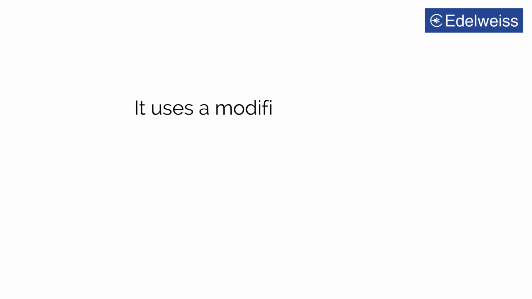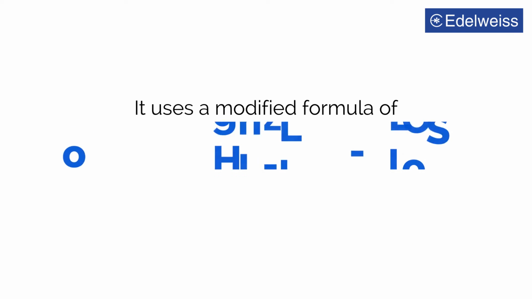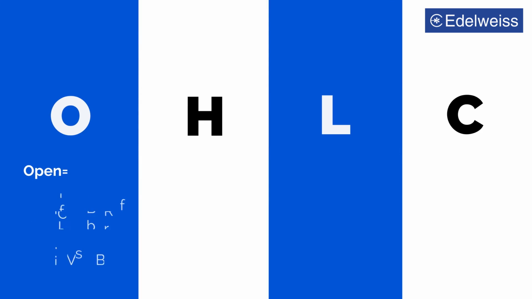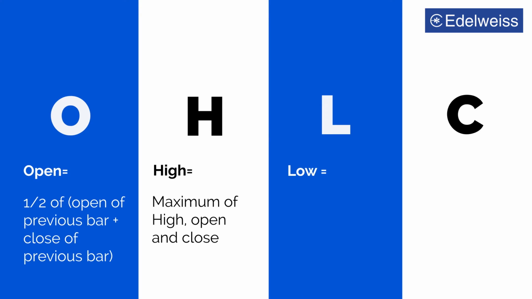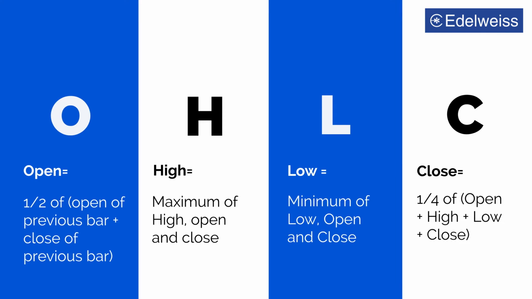It uses a modified formula to open, high, low and close, which is: open equals the midpoint of the previous bar, high equals the maximum of high, open and close, low equals the minimum of low, open and close, and close equals the average price of the current bar.